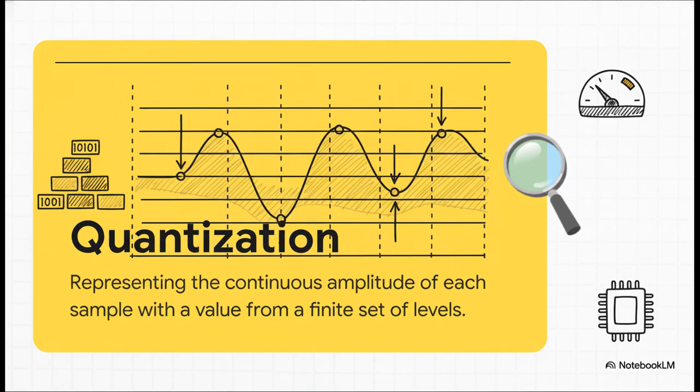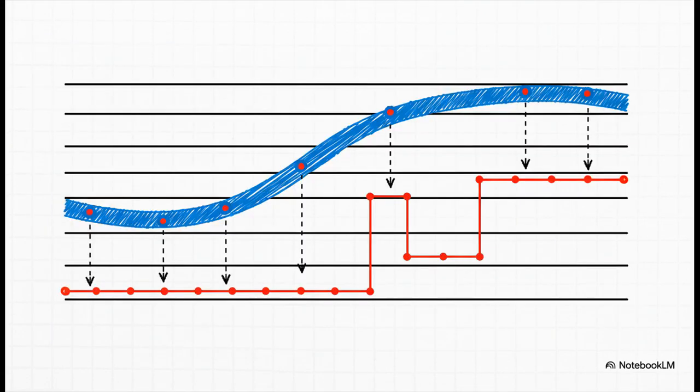So since a computer has to work with a finite number of bits, like 8-bit or 16-bit numbers, it just can't store an infinite range of values. Quantization is how we solve that. It's the process of mapping the continuous amplitude of each sample to a specific level from a limited predefined set of levels. And you can see exactly how it works here.